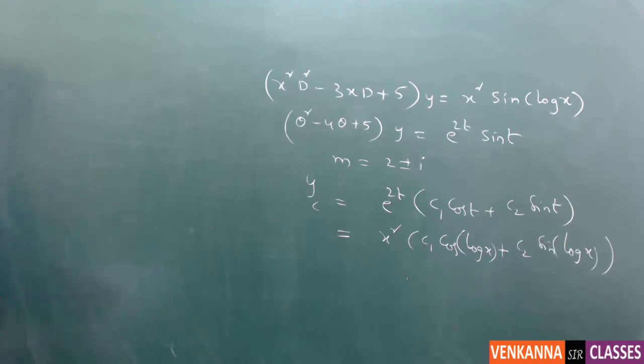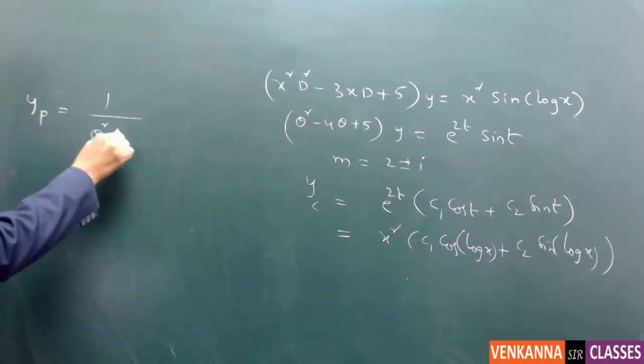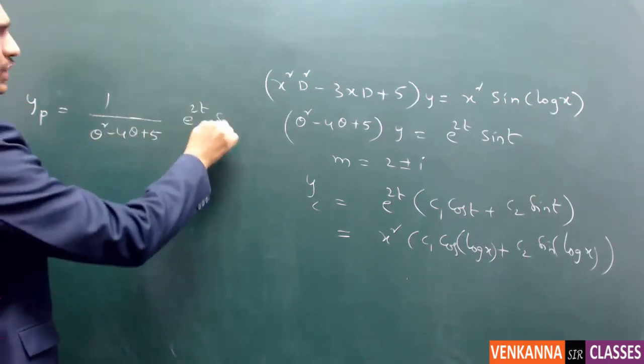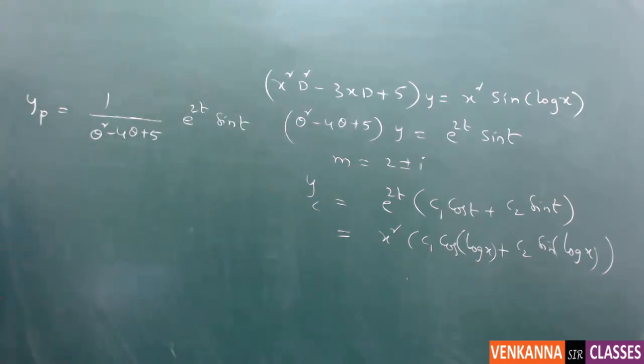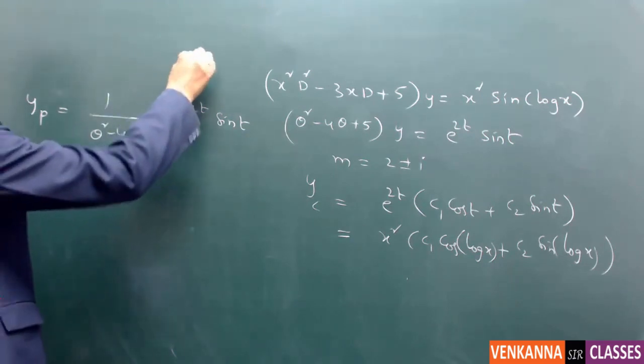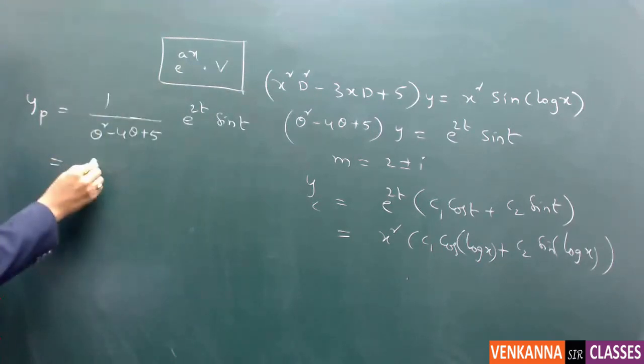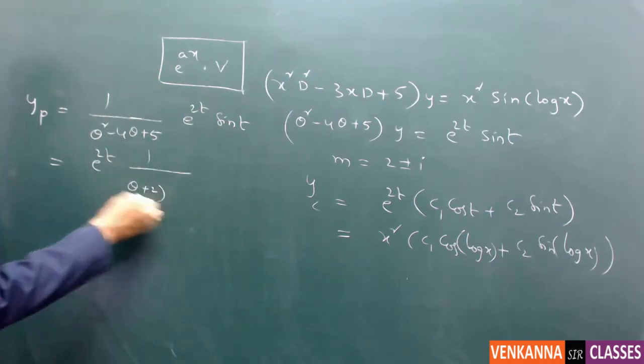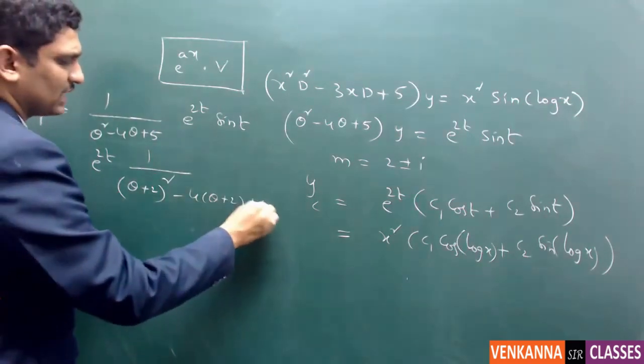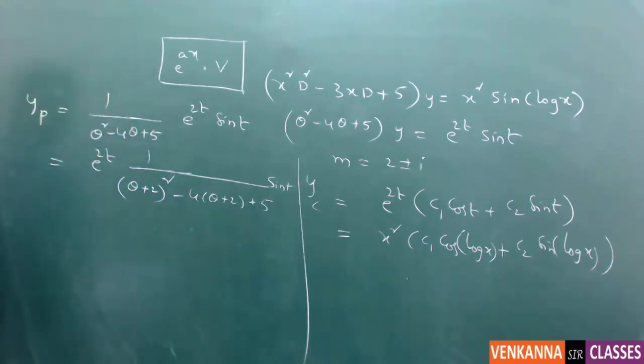Fine. Let us go with YP. So YP is equal to 1 by theta square minus 4 theta plus 5 into e power 2t into sin t. So here we are going to use the methodology that e power ax into v is of the form. So by applying this, e power 2t comes to the front. Theta should be replaced with theta plus 2 whole square minus 4 into theta plus 2 plus 5 of sine t. So can you simplify this for me? The value? Theta square plus 1? Or theta square? Yeah.